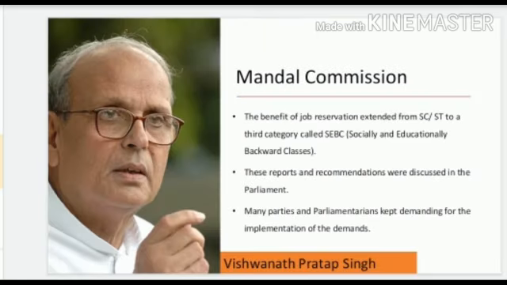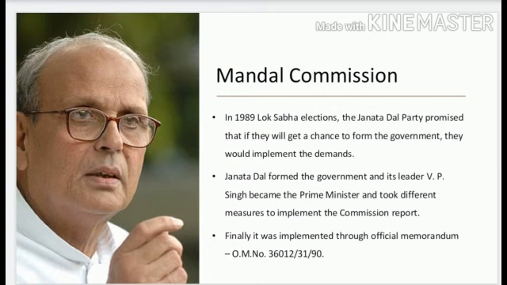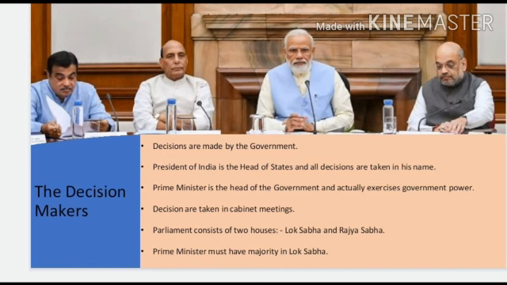The benefit of job reservation extended from scheduled caste, scheduled tribes to a third category called socially and educationally backward classes. These reports and recommendations were discussed in the parliament. Many parties and parliamentarians kept demanding the implementation of the demands. In 1989 Lok Sabha elections, the Janata Dal party promised that if they got a chance to form the government, they would implement the demands. Janata Dal formed the government and its leader VP Singh became the prime minister and took different measures to implement the commission report. Finally, it was implemented through office memorandum OM number 36012/31/90.